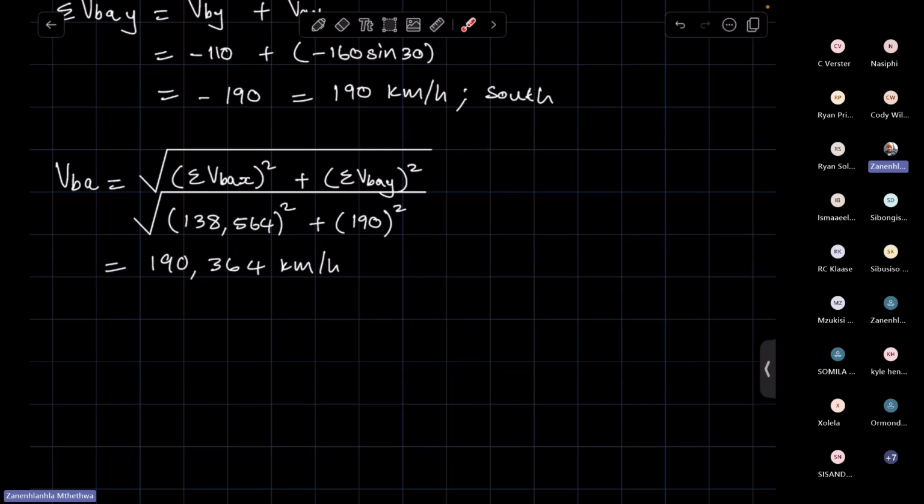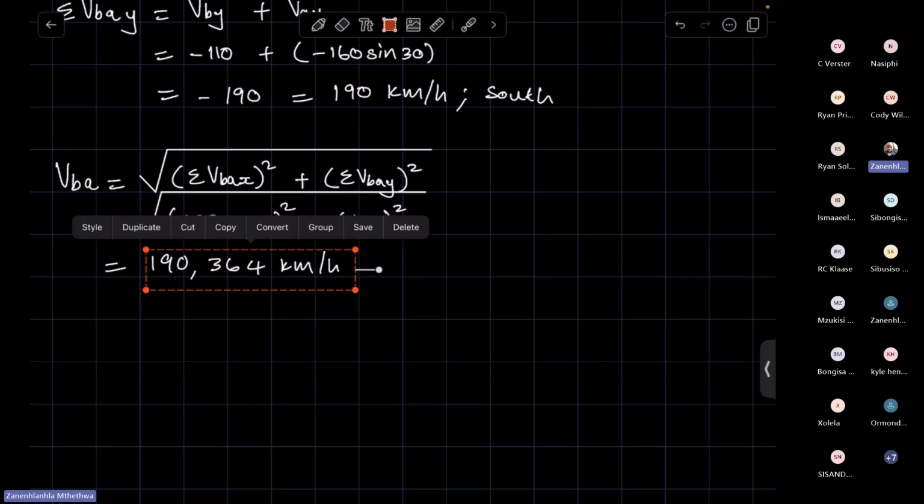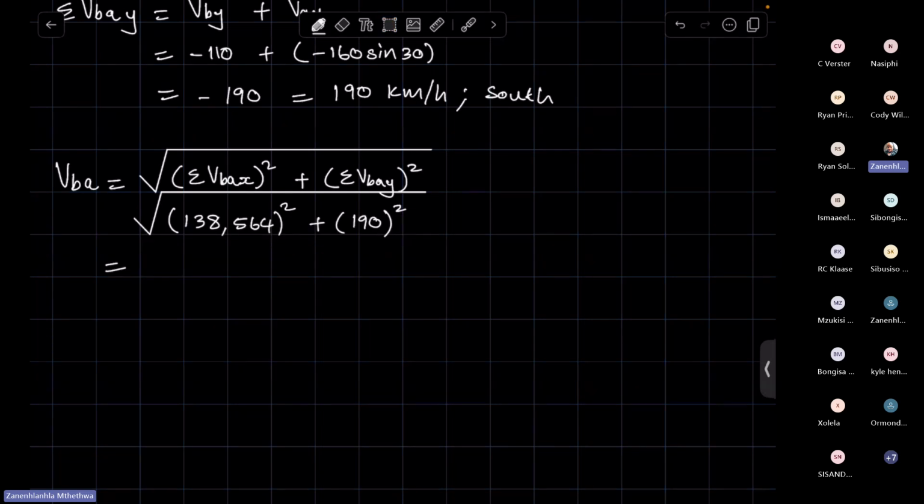So you want me to calculate this on my own? Square root of 138,364 squared plus 190,364 squared. All right, so I'm getting 235. Yes, sir. You guys don't know how to use calculators. My God. 235,159. So I am getting 159.